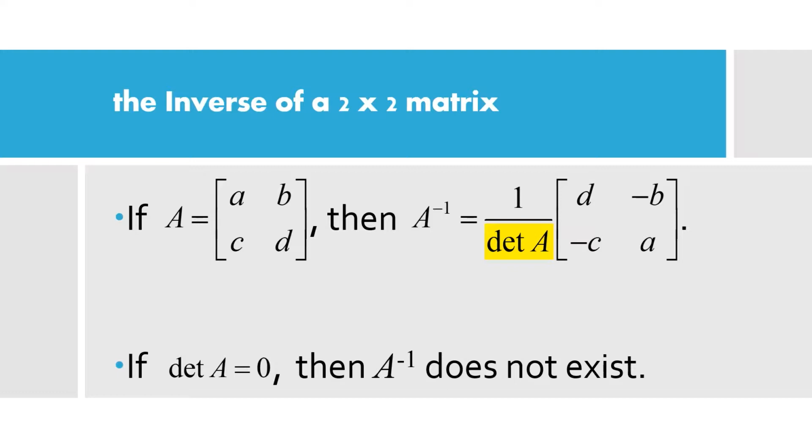Also, what happens for the inverse is that we swap the elements that were on the main diagonal. They just change position. And the elements that are on the other diagonal, we change their sign. If they were positive, they become negative. If they were negative, they become positive.